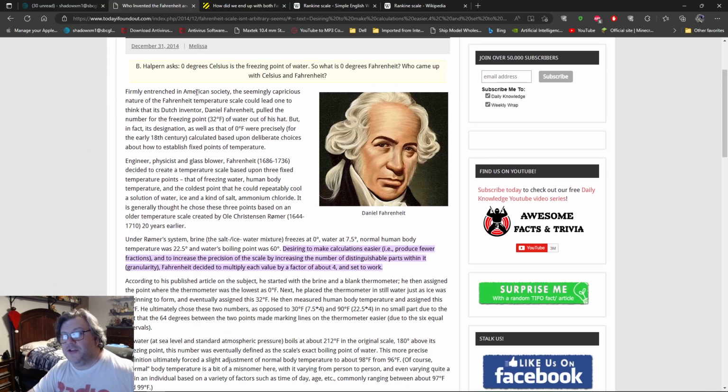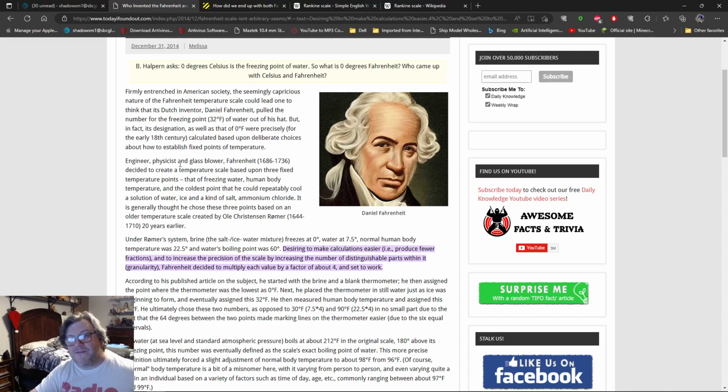Firmly entrenched in American society, the seemingly capricious nature of the Fahrenheit temperature scale could lead one to think that its Dutch creator, Daniel Fahrenheit, pulled the number for the freezing point, 32 degrees Fahrenheit, of water out of his hat. But in fact, its designation, as well as that of 0 degrees Fahrenheit, were precisely calculated in the early 18th century based upon deliberate choices about how to establish fixed points of temperature.